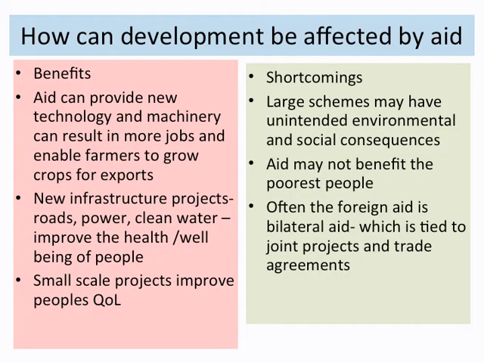So how can development be affected by aid? There are many benefits. Like I've said, aid can be producing and providing new technology and machinery, which can result in more jobs and enable farmers to grow crops for export instead of many of them being needed on the farm. Some children might be able to go into work after they've been to school, and exports can help a country in terms of its development.